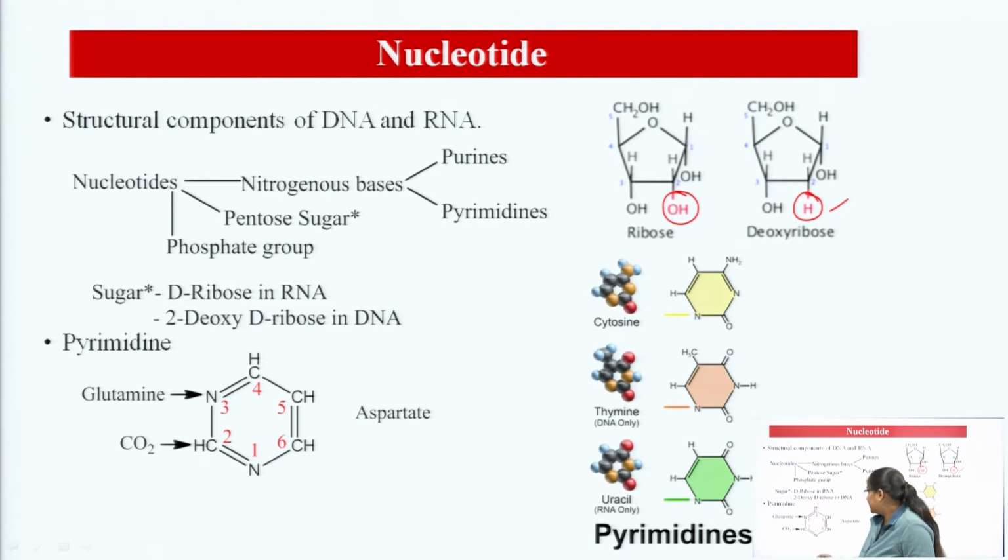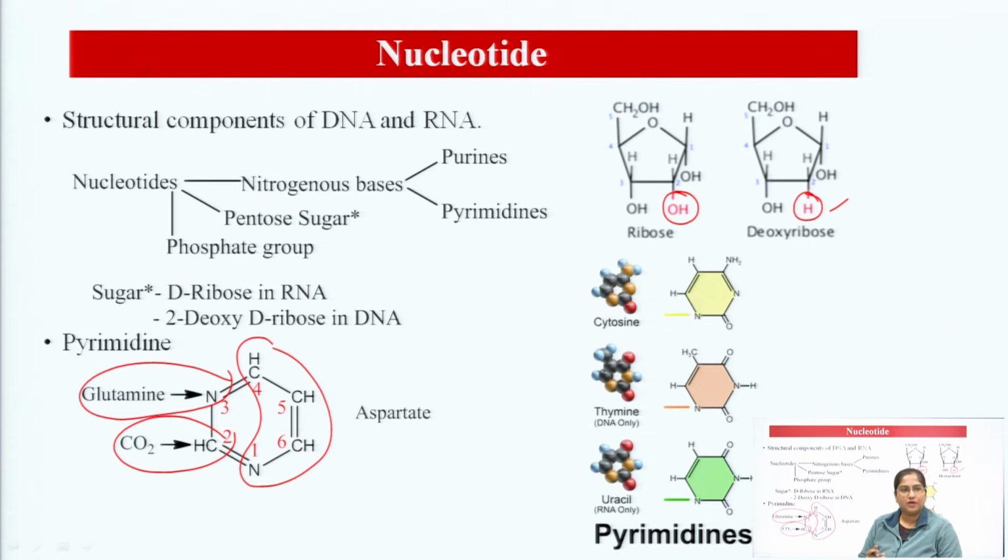The third nitrogen came from glutamine, and the carbon on the second position came from carbon dioxide. The rest of the atoms, from N1 to C4, all came from aspartate, another amino acid. So, here there are 2 amino acids and 1 carbon dioxide.